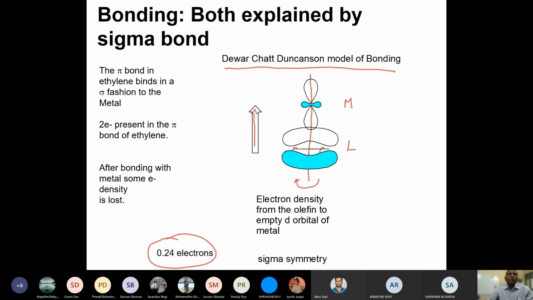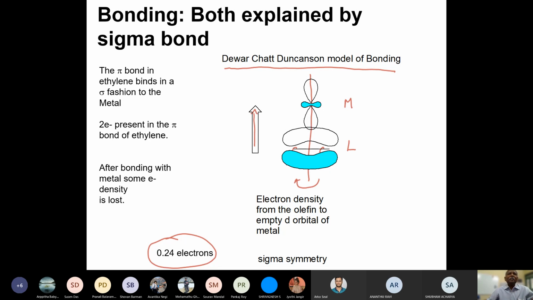As a result, this is called a sigma bond. So you should not mistake this to be a pi bond just because the donor orbital happens to be having pi symmetry internally with respect to the ligand. It's a sigma bond that is formed between the pi electron of the ethylene and the empty orbital on the metal complex. So that's why I've put it as sigma symmetry.